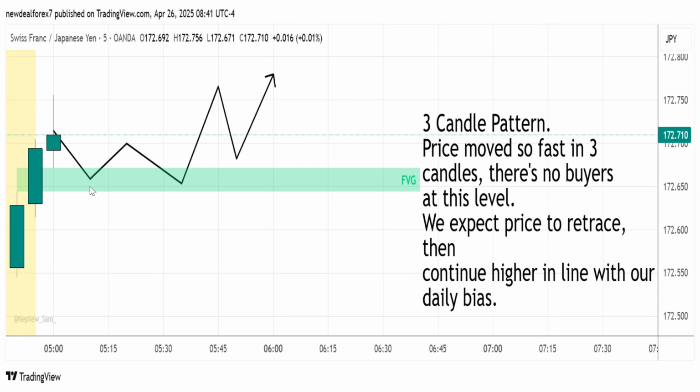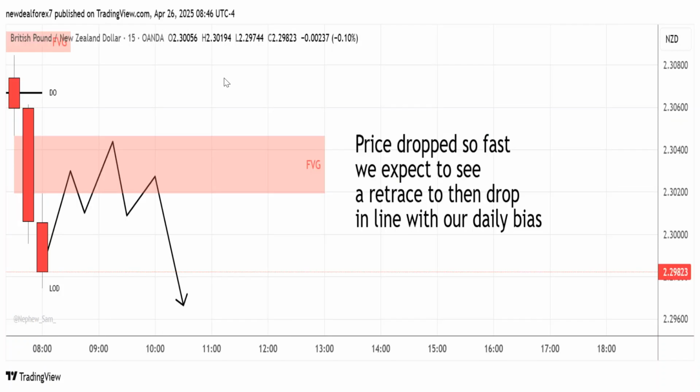Because there's not a lot of buyers or sellers here, everyone will look at it. Different people explain it different ways. But ultimately, we want to just see price retrace into this level if we're bullish and then keep going up. That's it. Same thing for bearish. You got candle 1, candle 2, candle 3. Price drops so fast that we want to see a retrace into this level before price continues downward. That's it, in line with our daily bias.